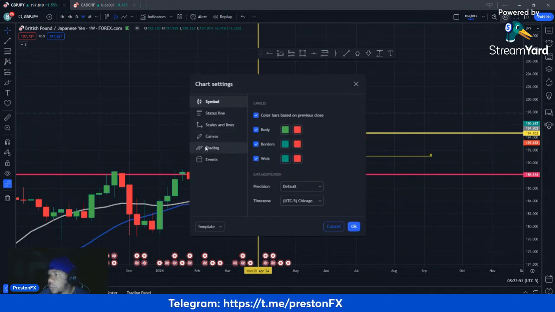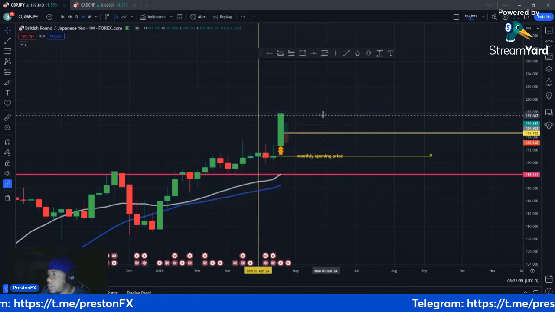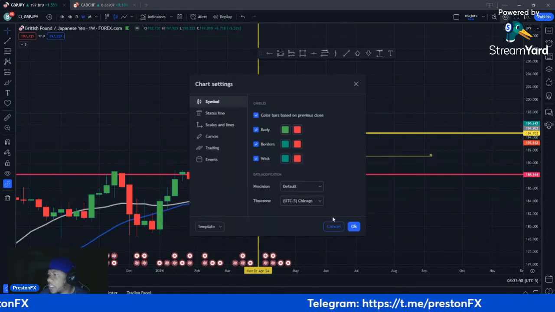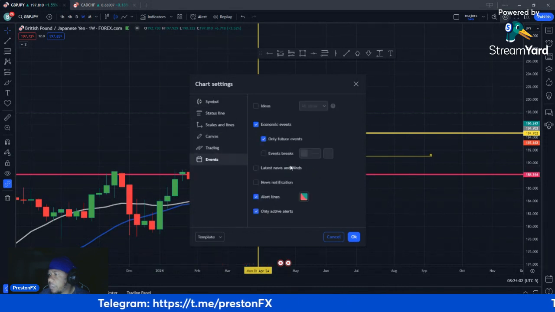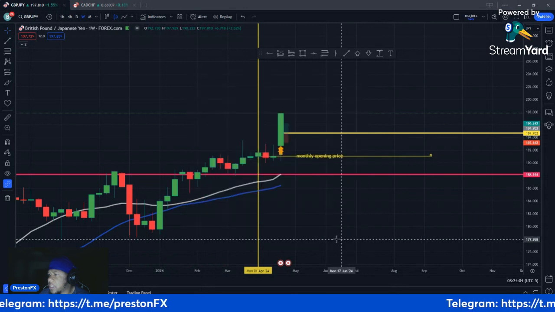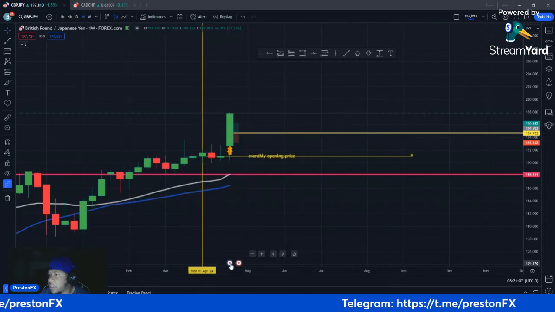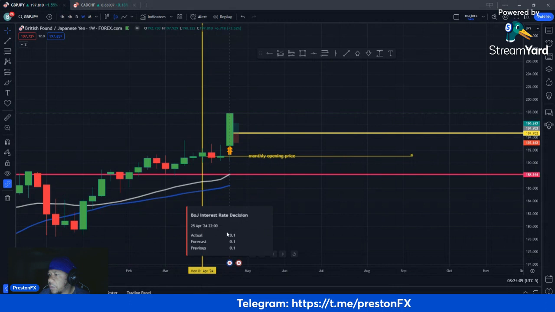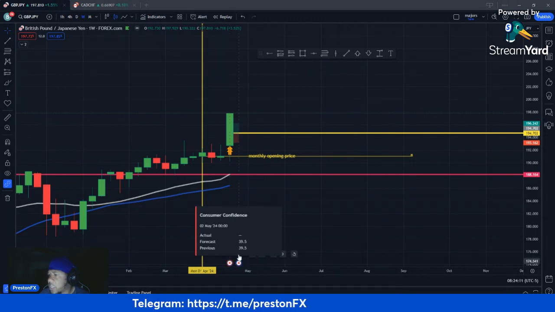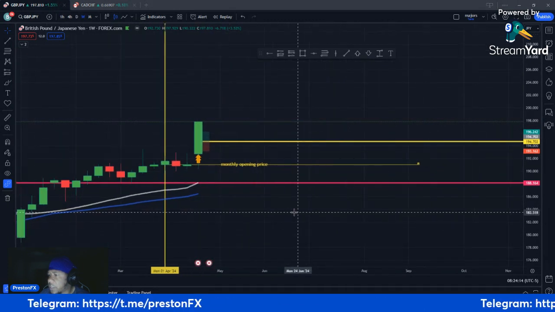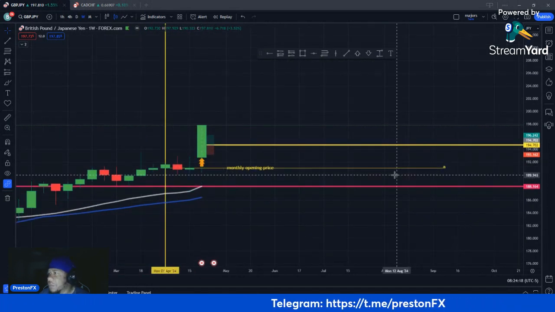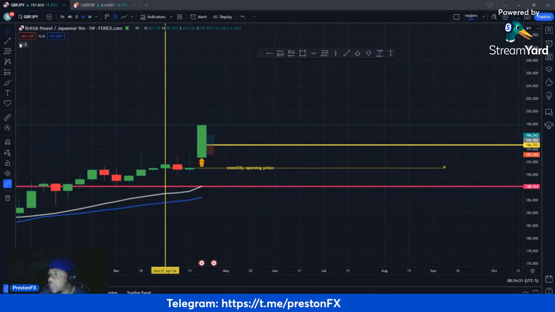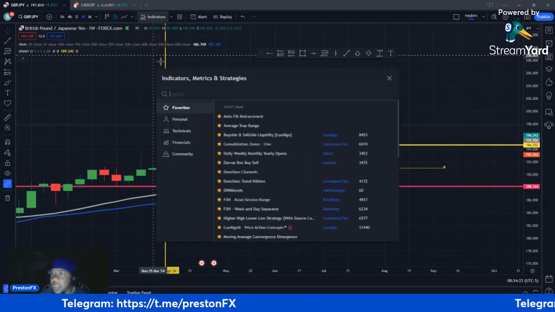But if you go here on TradingView, right click, go into settings, and then you can go into events. I put future events. You can see right here, on Monday the 22nd was the BOJ decision rate, and that spiked this thing up pretty fast, pretty high during that week.